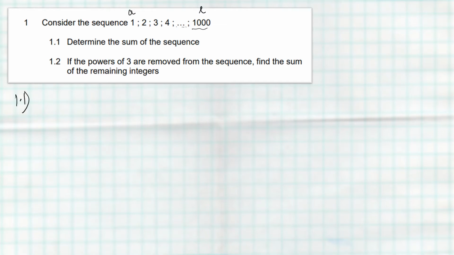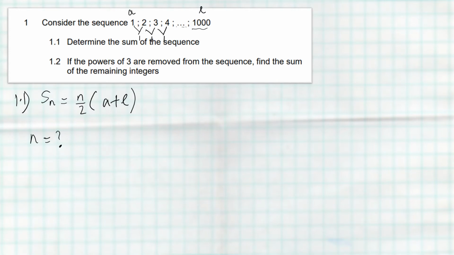Before determining the sum of the sequence, we need to know what kind of sequence that is, right? You can see 1, 2, 3, 4. Here we can clearly see the common difference is 1. So this is going to be the sum of an arithmetic sequence. We know the formula because we have our a and our last term. We're just going to use the formula Sn equals n over 2 times a plus last term.